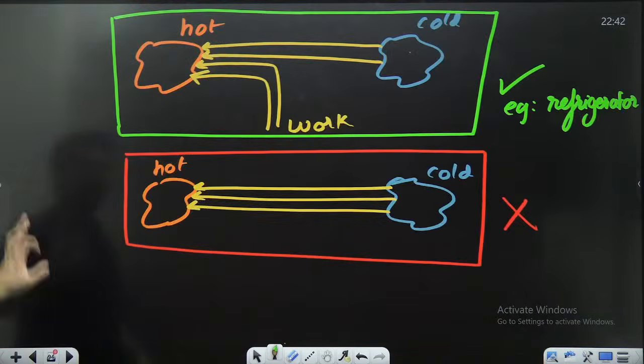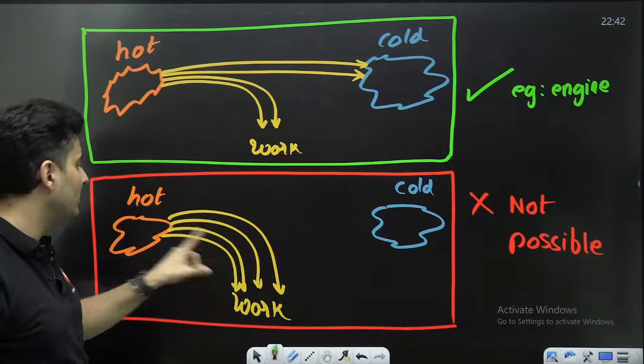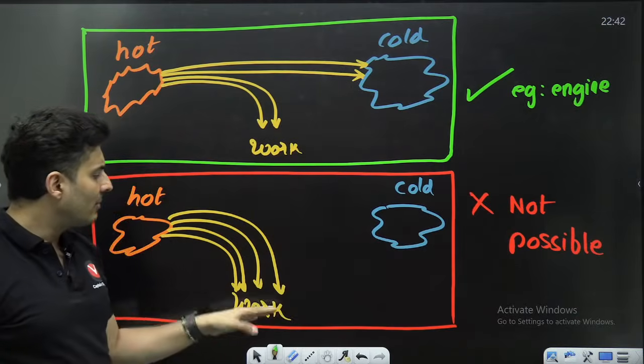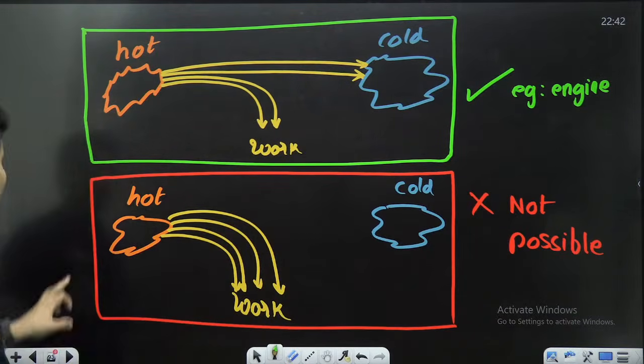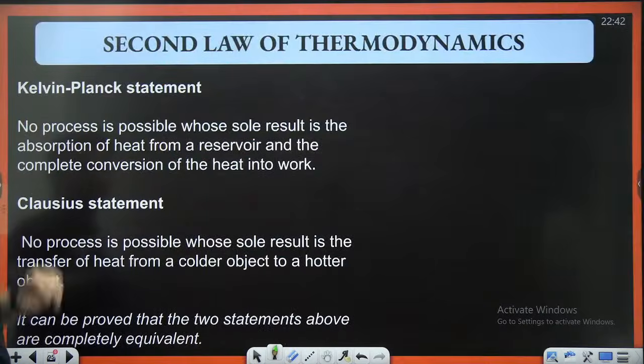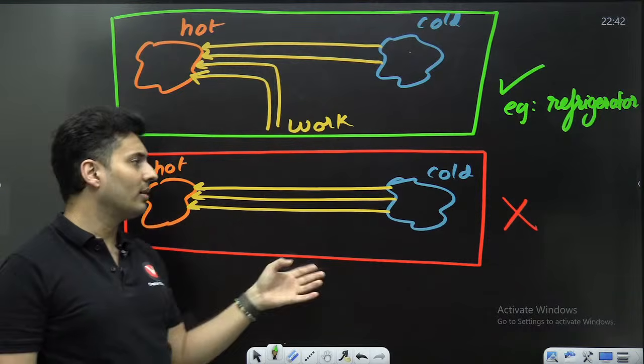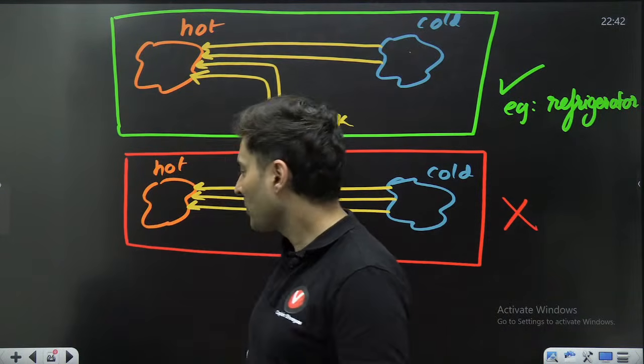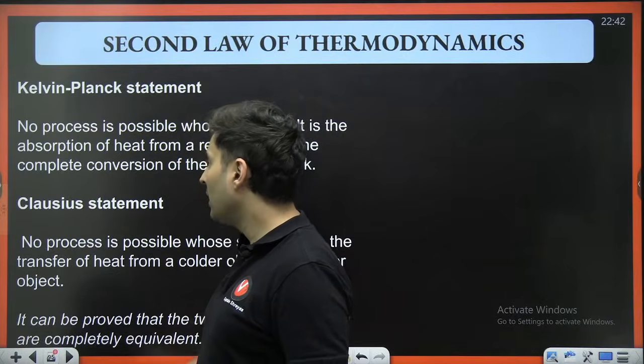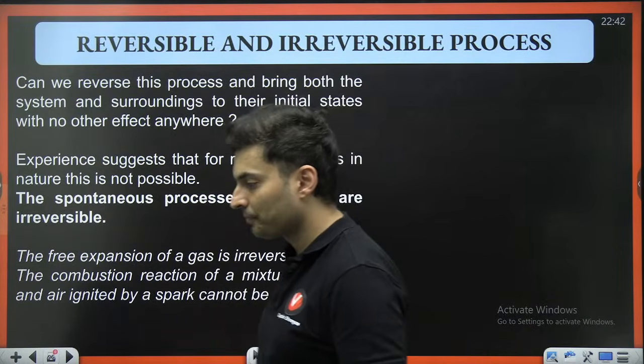Both these examples and these statements. No process, by diagram only you can understand. No process possible where heat is completely converted into work. That was whose statement? That was nothing but Kelvin Planck. Clausius statement says that no process is possible where the energy just goes from cold to hot without doing work. Not possible. And both of them are equivalent of each other. I have given you the examples also.